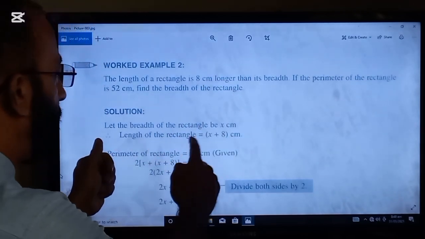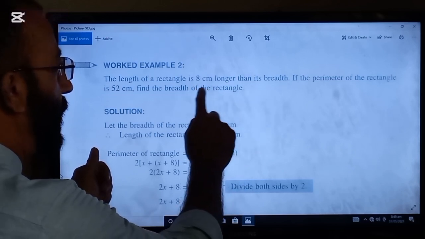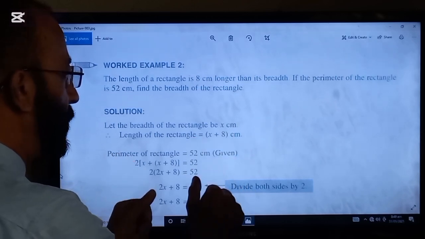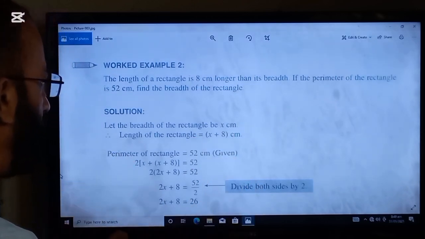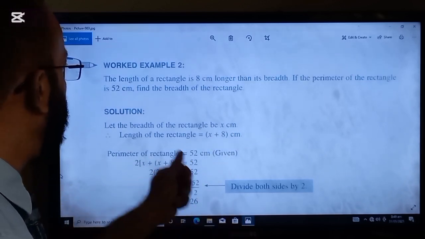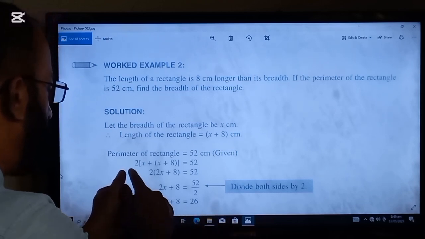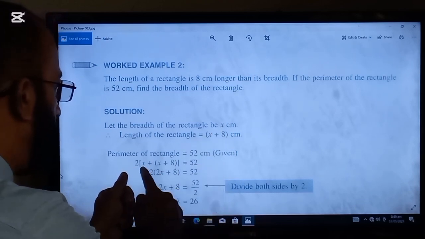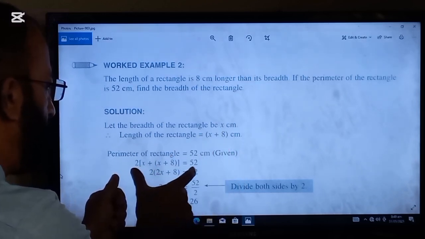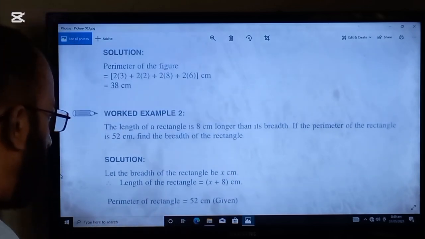So let the breadth of the rectangle be x. If breadth is x, length is 8 centimeters longer, so length will be x plus 8 centimeters. These are the two dimensions of the rectangle. Now we will put these dimensions into the formula. Perimeter of the rectangle is given, that is 52, and the formula is 2 into L plus B. So 2 into breadth x and length x plus 8. We have put these values into the formula. From here, solve it. You will get the answer of x.